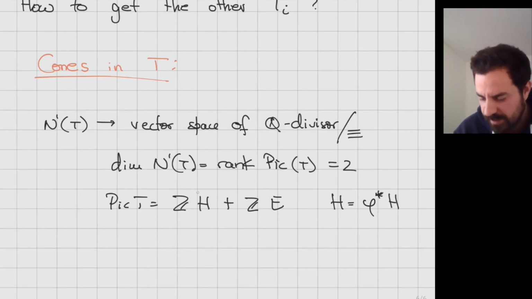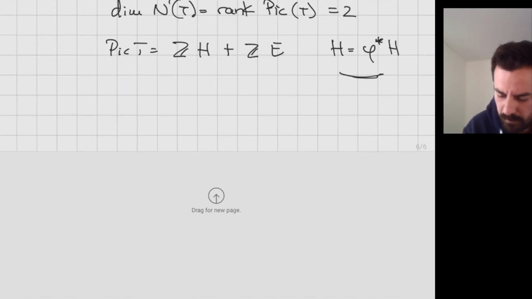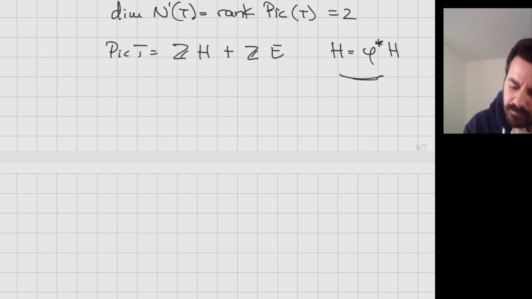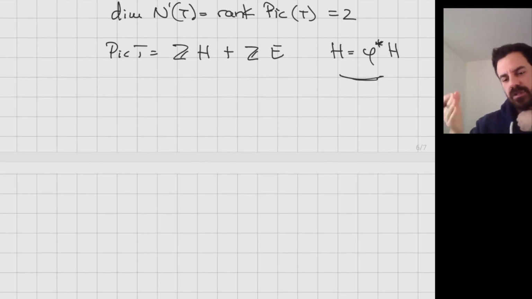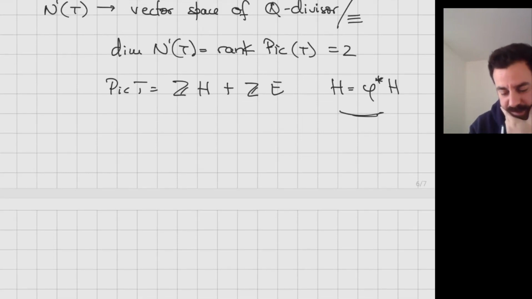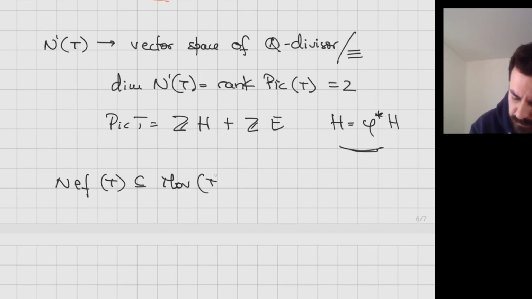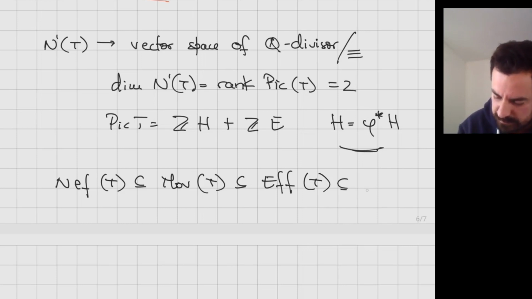This is kind of abusive notation, but you know what I mean. I have a hyperplane section on Pn, I pull it back, and let me call it H. They are isomorphic because the hyperplane is chosen away from the point. So that's all fine. Inside this two-dimensional vector space, I have a few cones. I have the Nef cone of T, which is inside the movable cone of T, which is inside the effective cone of T. And of course, this is inside N1 of T.